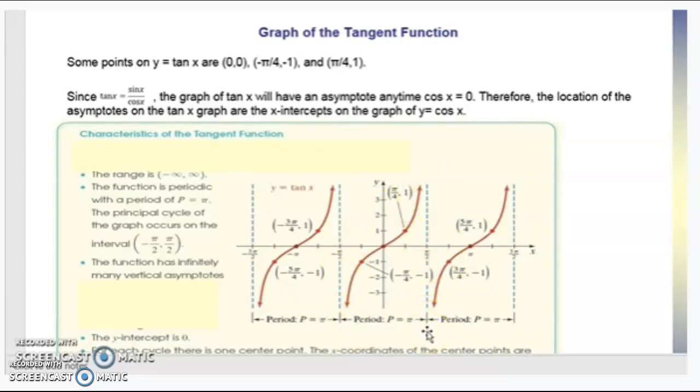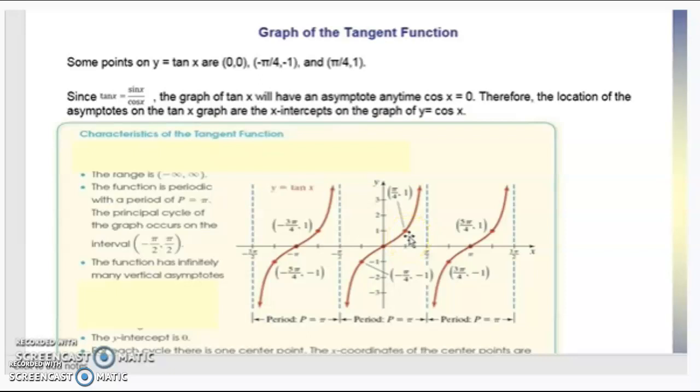The tangent function, on its fundamental period, has 3 popular points that you should learn. 0, 0, which is of course in the middle of the graph of the tangent function. Negative pi by 4, negative 1. Of course, we see that point here. It is labeled. And also pi by 4 as an x value, while y equals 1. That point is also labeled here.